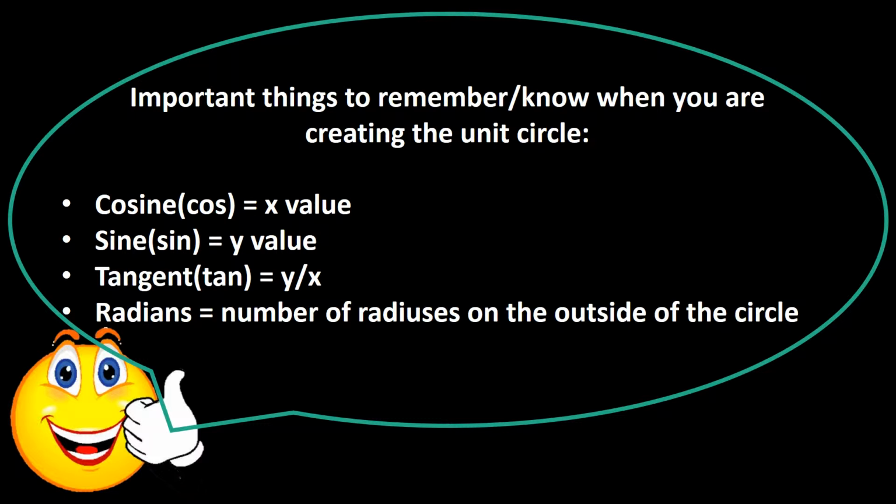Some important things to remember and know when you are creating the unit circle. The cosine value is the x value, the sine value is the y value, the tangent value is sine over cosine or y over x, and radians are the number of radiuses on the outside of a circle.